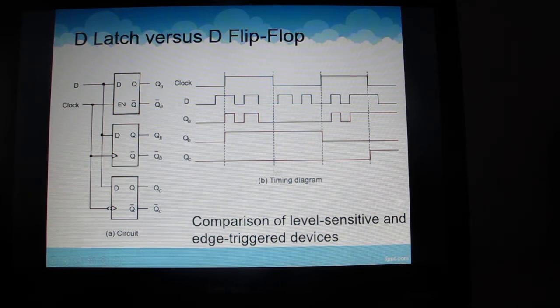So this is the timing diagram we can plot. We can refer to the D latch and D flip-flop. The output will be similar. The output will refer to the input, based on the clock.